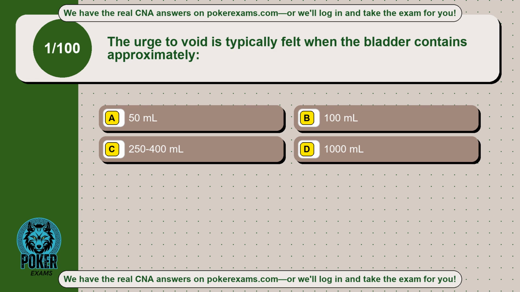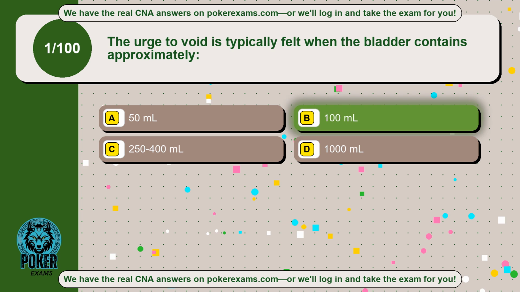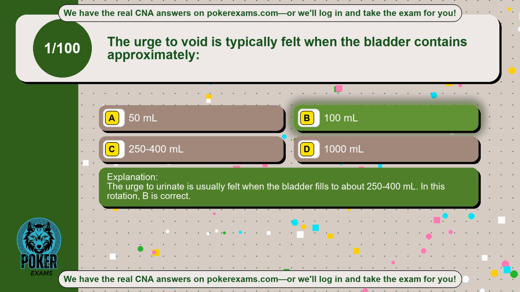Question 1. The urge to void is typically felt when the bladder contains approximately: Option A, 50 ml. Option B, 100 ml. Option C, 250 to 400 ml. Option D, 1000 ml. The correct answer is Option B, 100 ml. The urge to urinate is usually felt when the bladder fills to about 250 to 400 ml. In this rotation, B is correct.